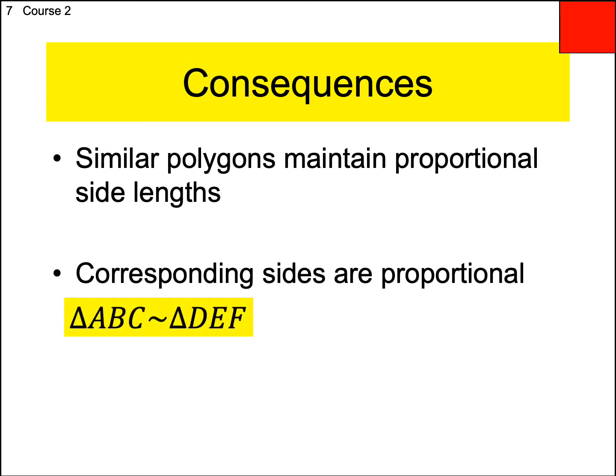So if we're given that triangle ABC is similar to triangle DEF, that means their side lengths are going to be in proportion. Well, how do you find their corresponding sides? When we're set up like this, it's not hard: left side with left side, right side with right side, bottom with bottom. But we can also get that from the similarity statement.